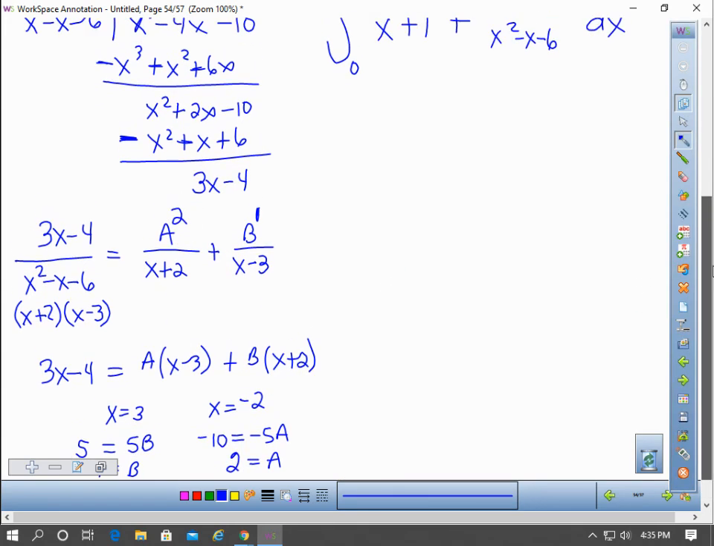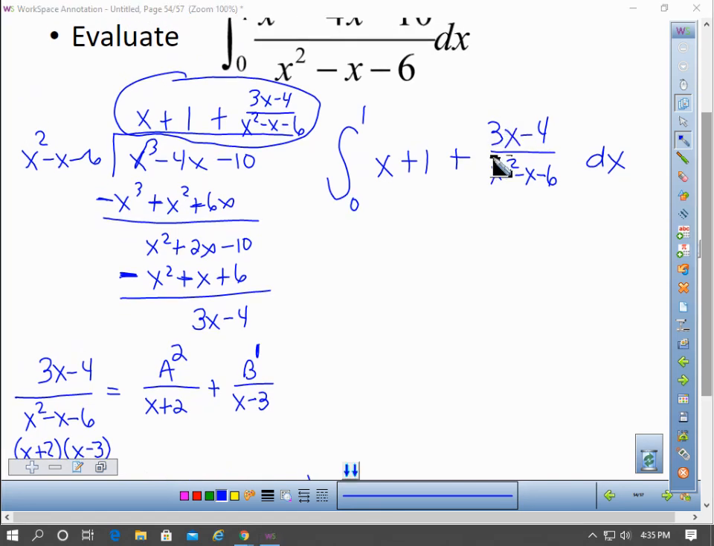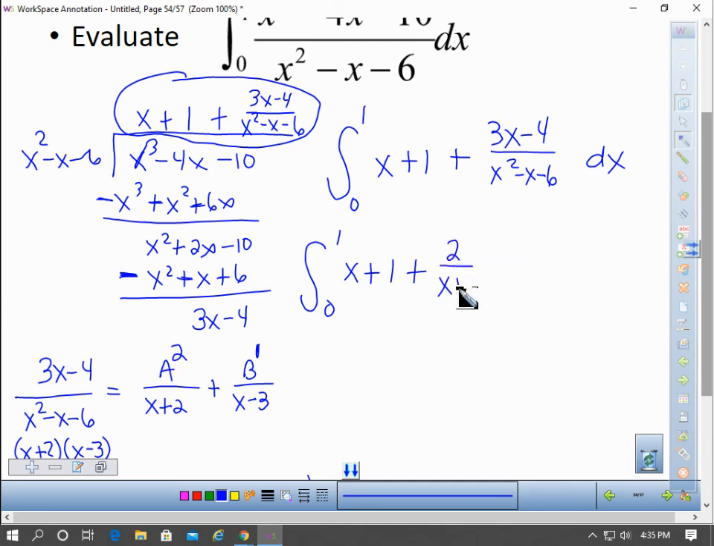So now when I go back up to this problem, I can replace this rational expression with these two partial fractions. So now I have x plus 1 plus, in place of these guys, I'm going to put 2 over x plus 2 plus 1 over x minus 3, and then dx. So now I can do my antiderivatives really, really easy.